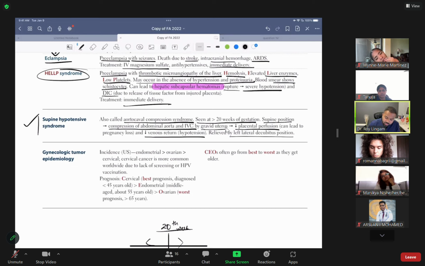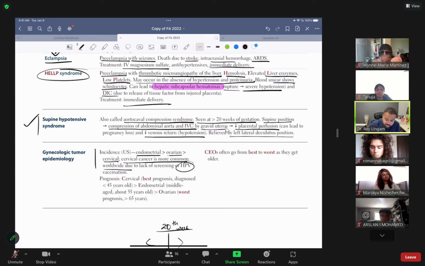In the US, endometrial cancer is more common than ovarian and then cervical. That's the order. Cervical cancer is more common worldwide, but not in the United States, because here we give the vaccine for HPV, right? The vaccine is called Gardasil, so people don't have that issue.